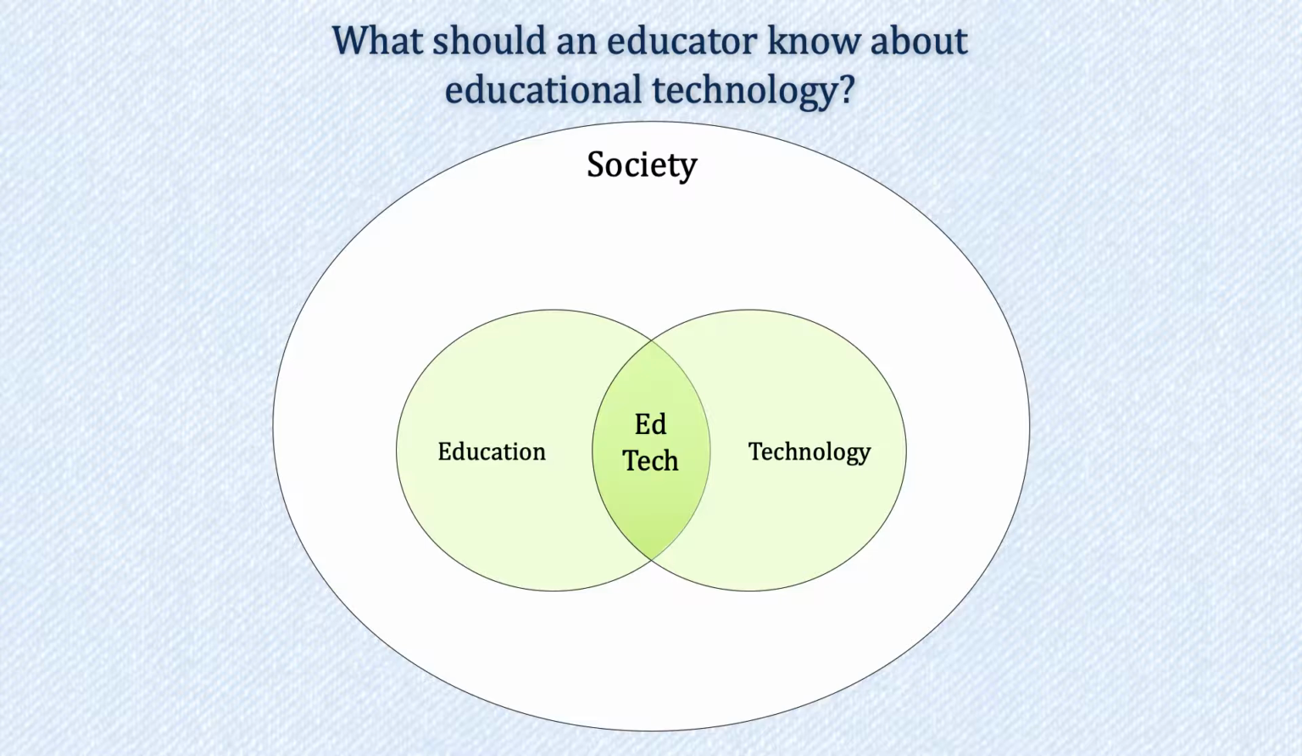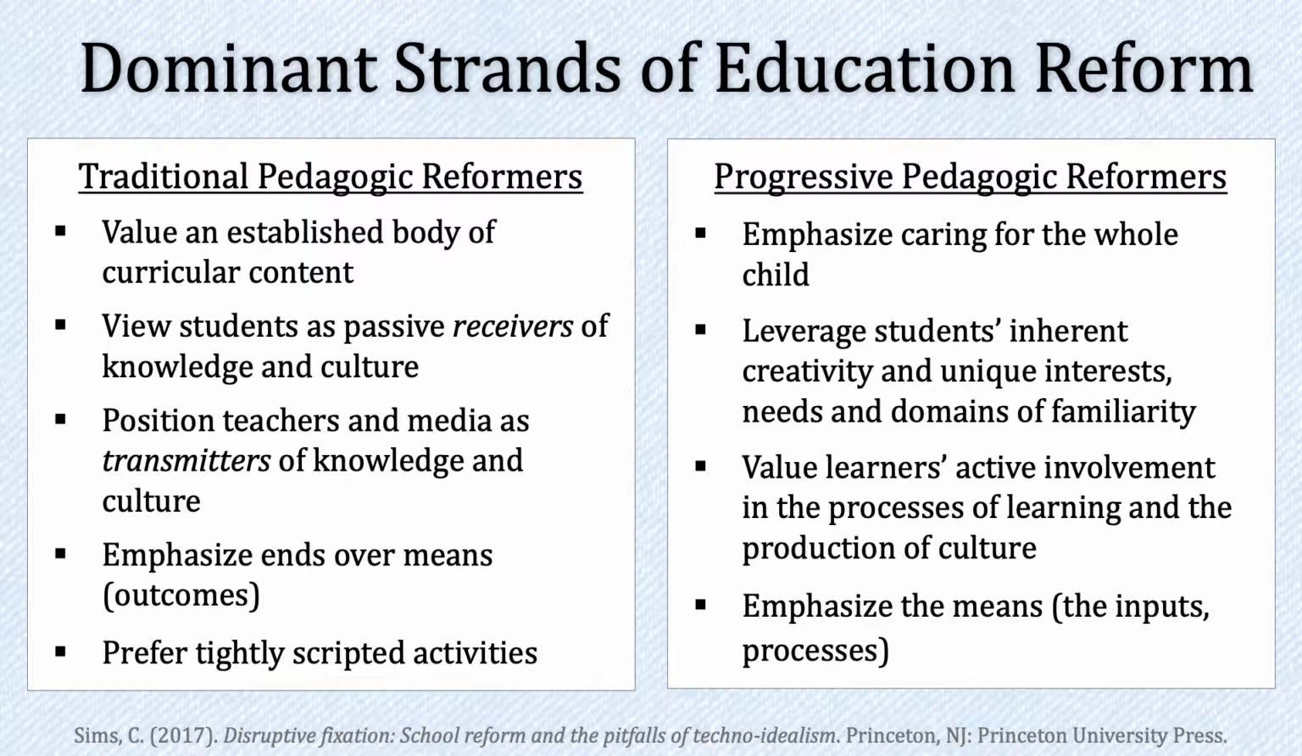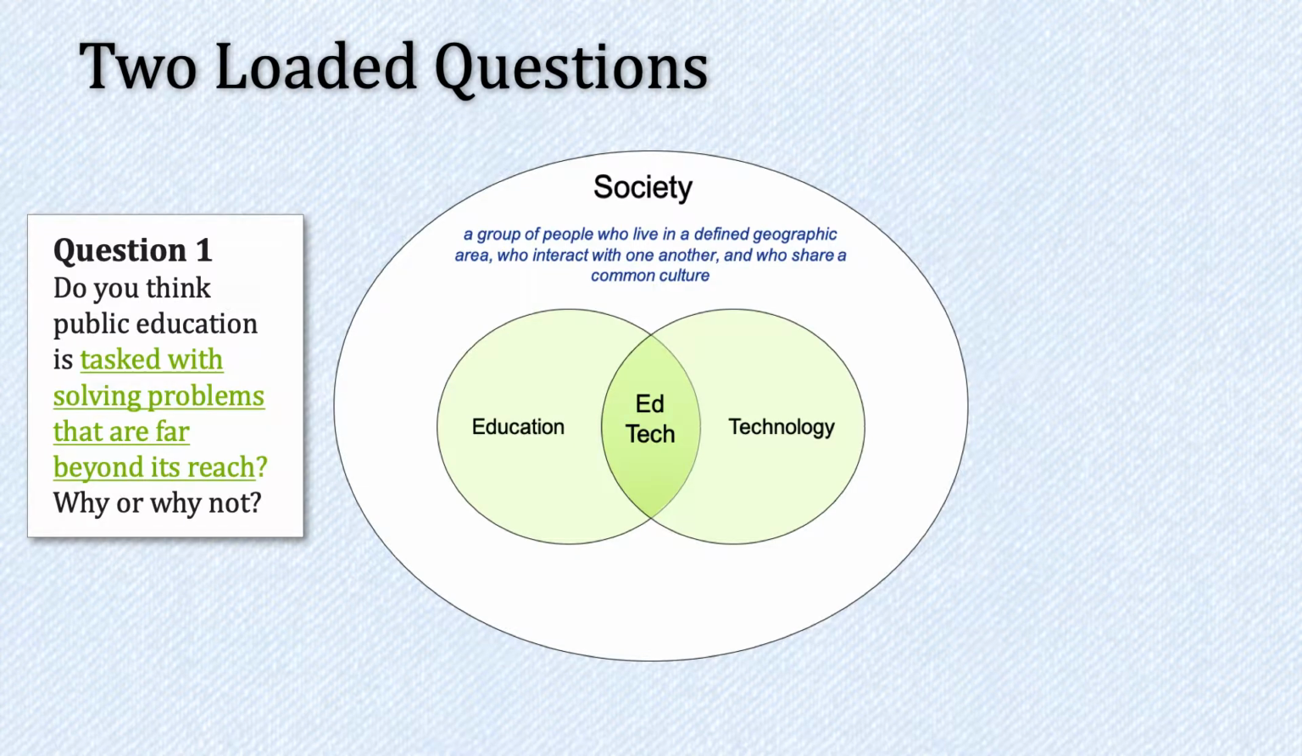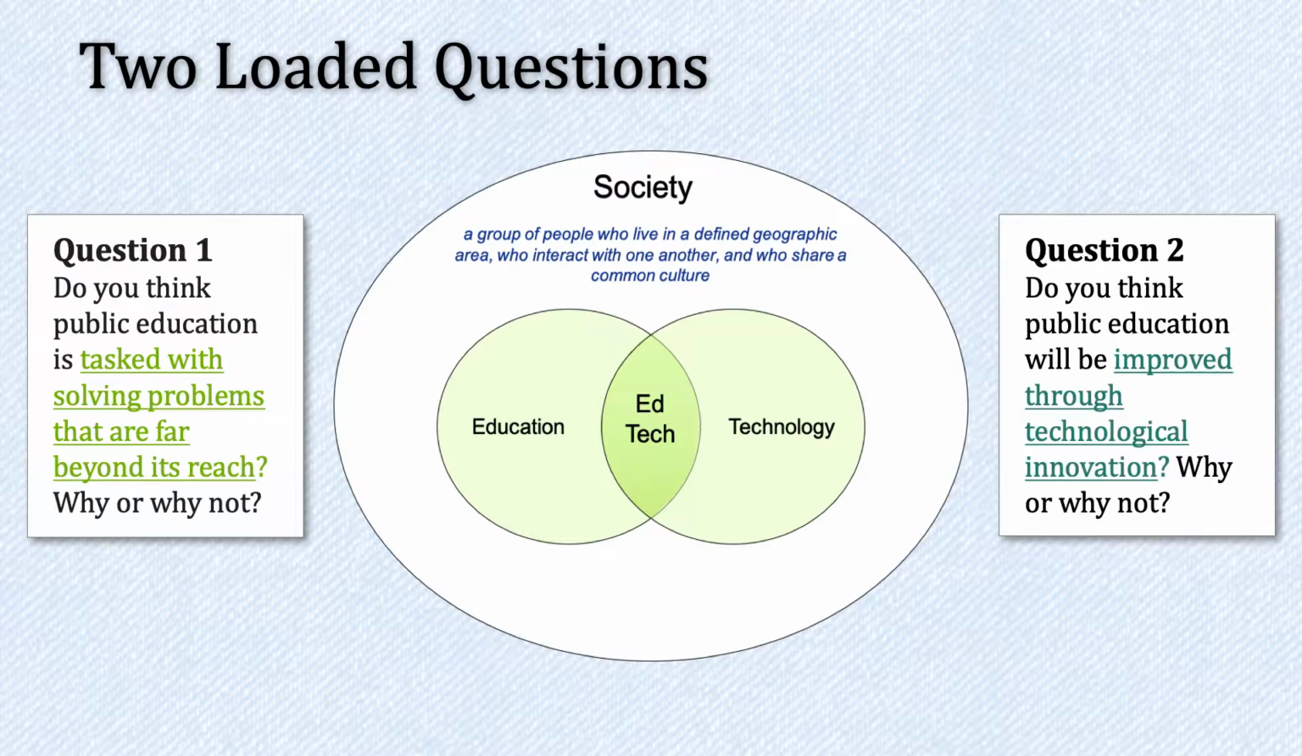Having acknowledged that the field of education is sometimes tasked with fixing problems that are not educational in nature, but are actually much deeper societal problems, we examined educational reform movements from the traditional and progressive perspectives. This allowed us to ask two loaded questions. Is public education tasked with solving problems that are far beyond its reach? Why or why not? And will public education be improved through technological innovation?